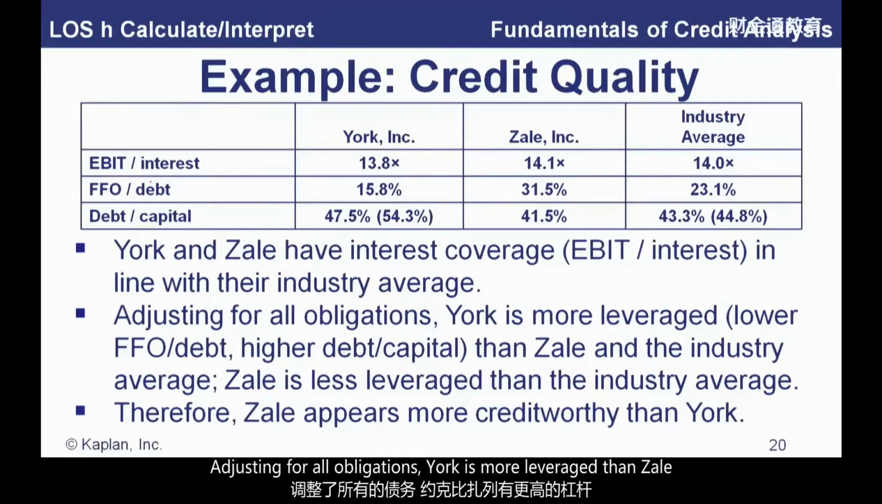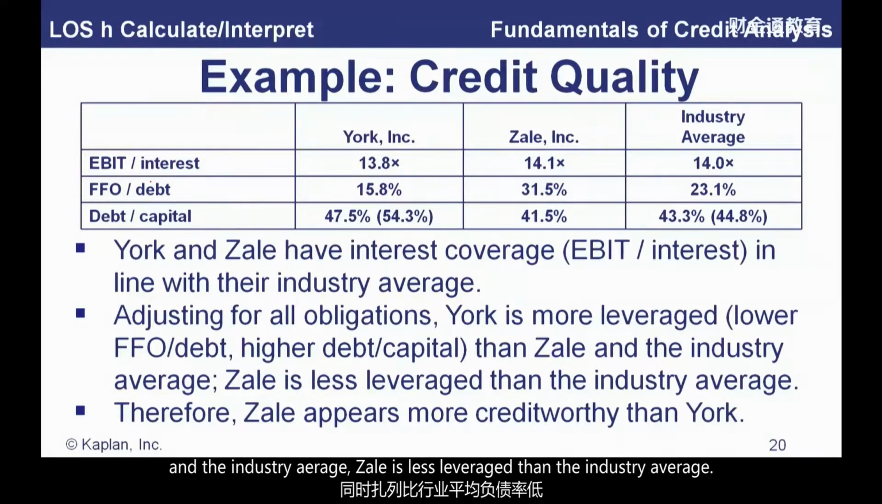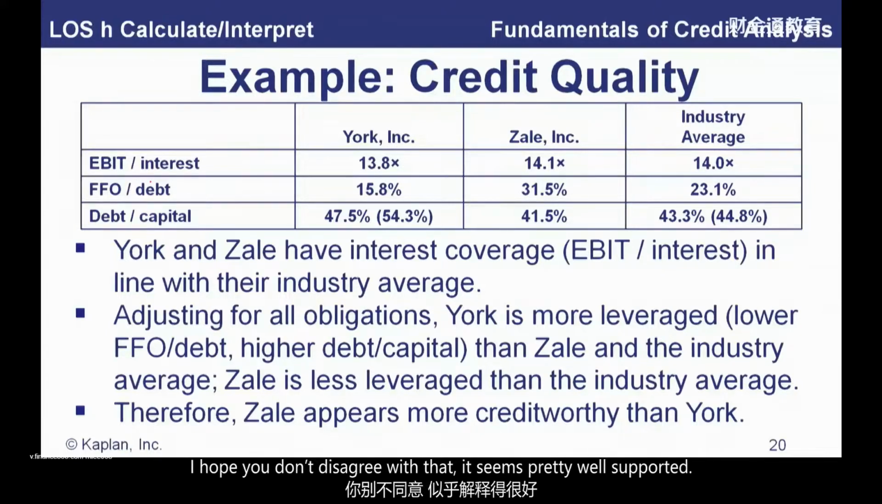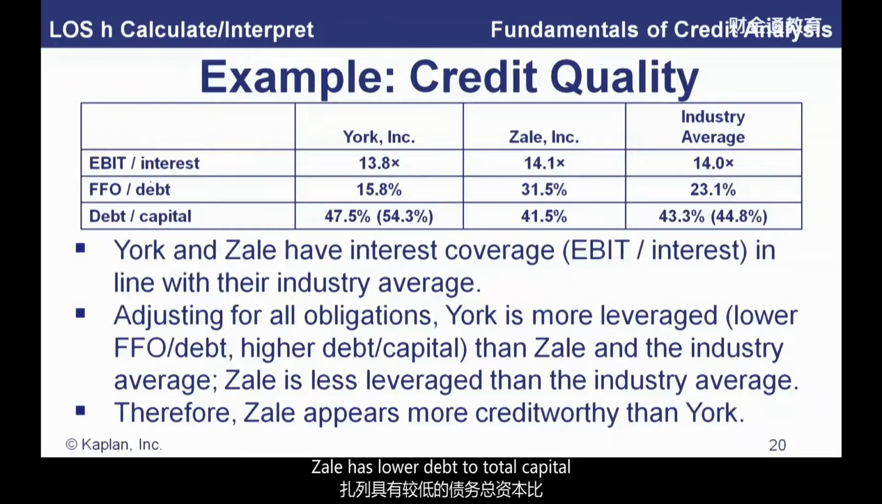Adjusting for all obligations, York is more leveraged than Zale and the industry average, and Zale is less leveraged than the industry average. Therefore, Zale appears to be more creditworthy than York. So I hope you don't disagree with that. It seems pretty well supported. Zale has lower debt to total capital and higher funds from operations to debt, which makes it the better credit. In both cases, Zale is above the industry average, and York is below the industry average, in the other direction.